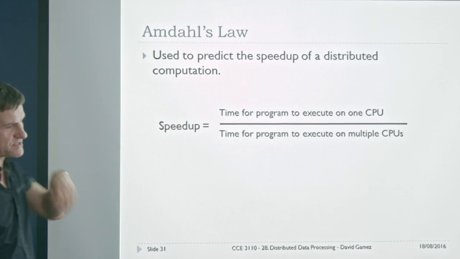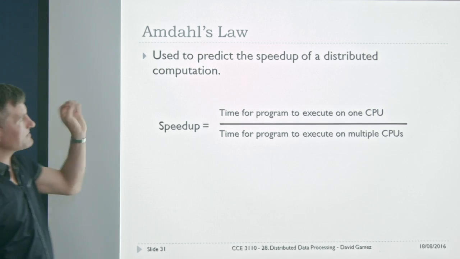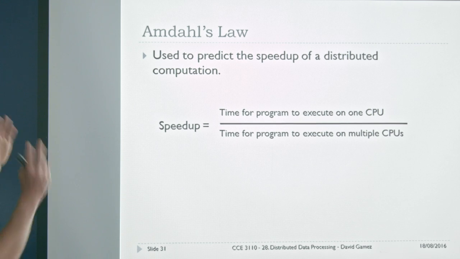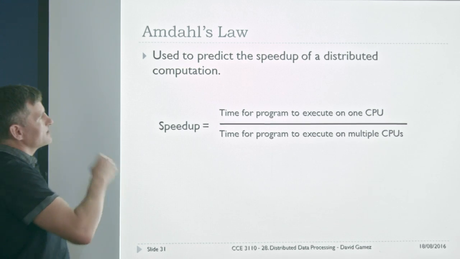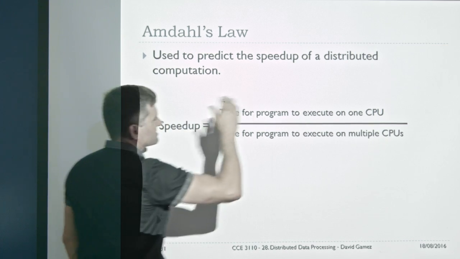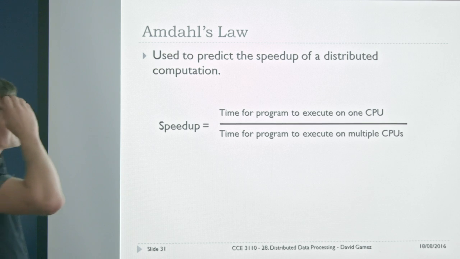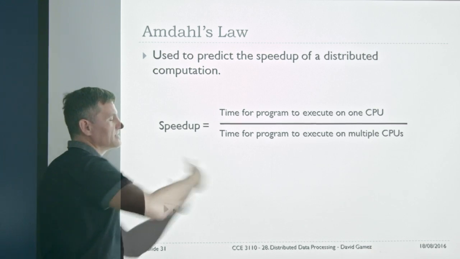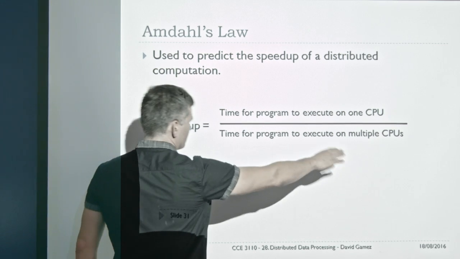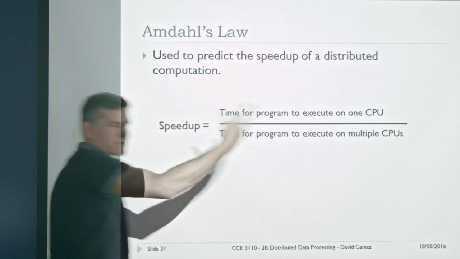And so to measure the speed up, we've got a couple of laws. We've got Amdahl's law, which is used to predict this, and we've got Gustafson's law. So I'll talk about Amdahl's law first. Let's suppose that there's a program that takes a certain amount of time to execute on one CPU. What Amdahl's law tells us is how many times faster it's going to be if we run it on multiple CPUs. So it's the time for the program to execute on one CPU, and that's dead easy to measure, right?